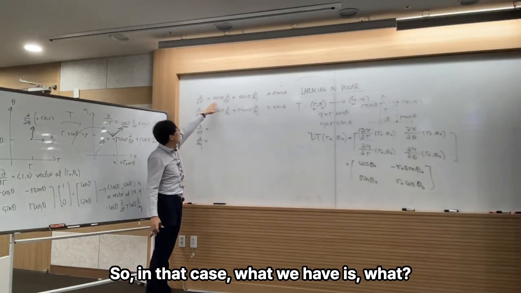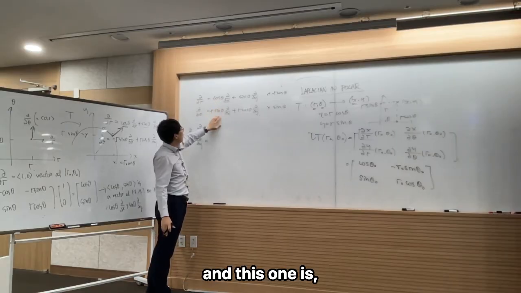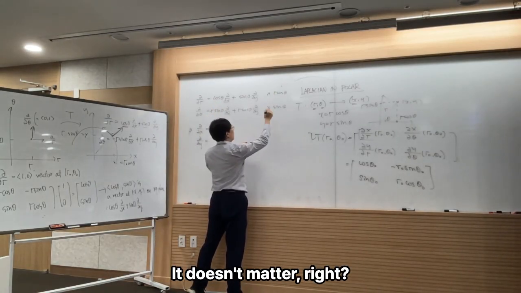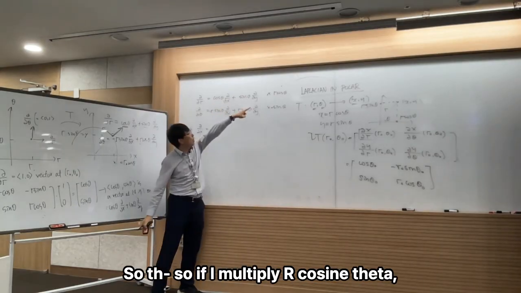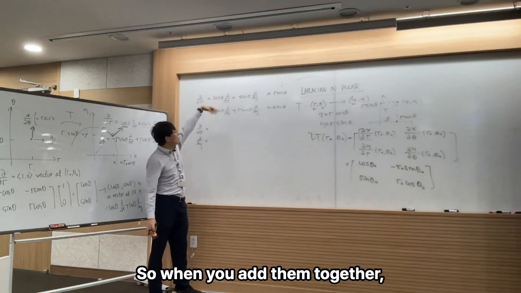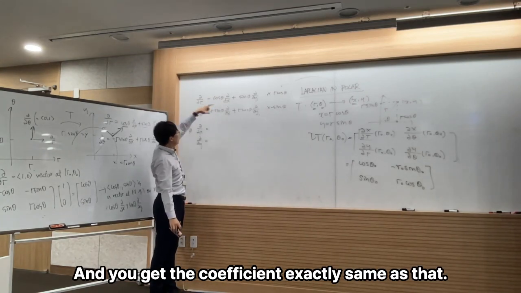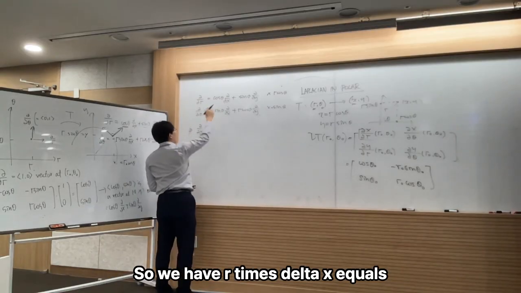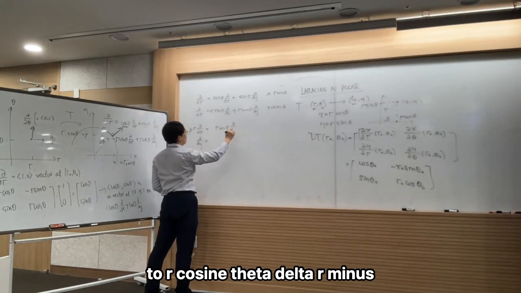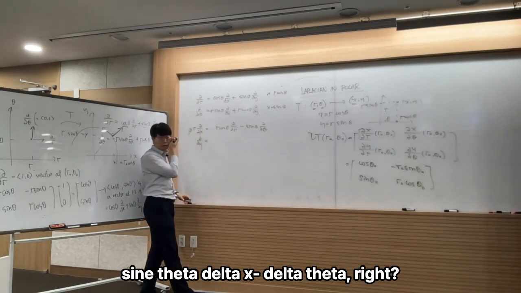So in that case, what we have is minus r cosine squared, and I think it's better to put minus here. It doesn't matter, right? If I multiply r cosine θ, this becomes r cosine squared, and this becomes r sine squared. So when you add them together, you get this r as a coefficient of ∂/∂x, and you get the coefficient exactly the same as that. So we have r times ∂/∂x equals r cosine θ ∂/∂r minus sine θ ∂/∂θ, right?